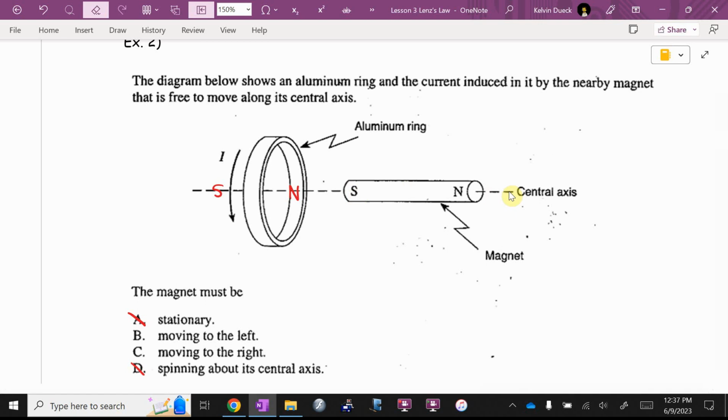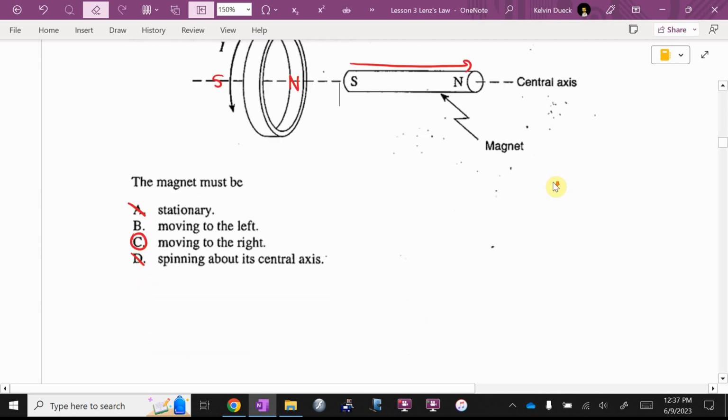Which one are you going to feel something resisting you? It must be moving to the right. You must have been moving a south pole away from that ring. Said the ring, I'm going to tug you back because you get nothing for free. That's Lenz's law. We're going to practice this a bunch.